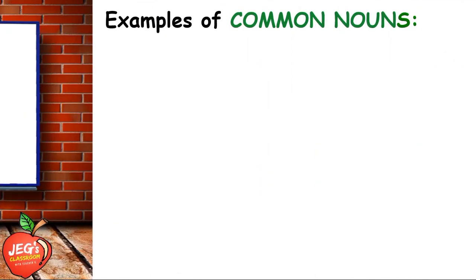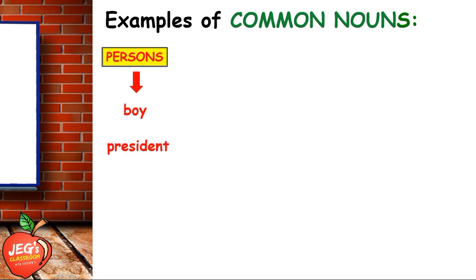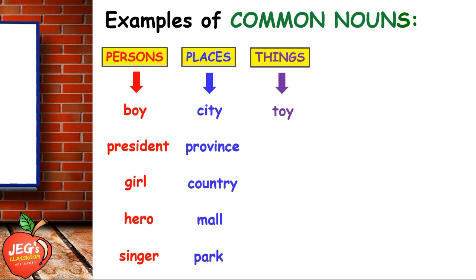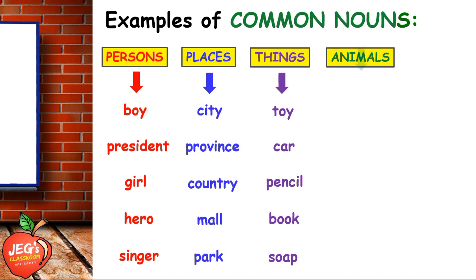Let's proceed with the examples of common nouns classified into the following. For the persons, we have boy, president, girl, hero, and singer. For the places, we have city, province, country, mall, and park. For the things, we have toy, car, pencil, book, and soap.